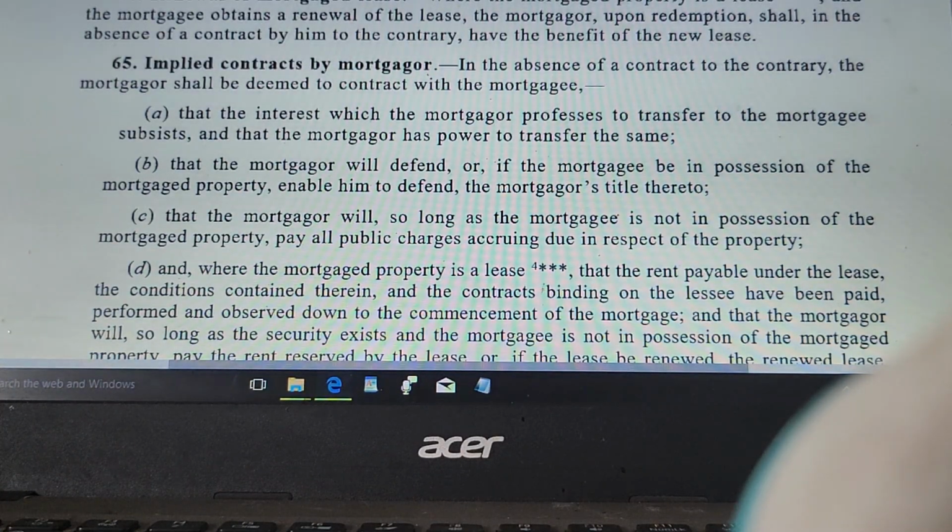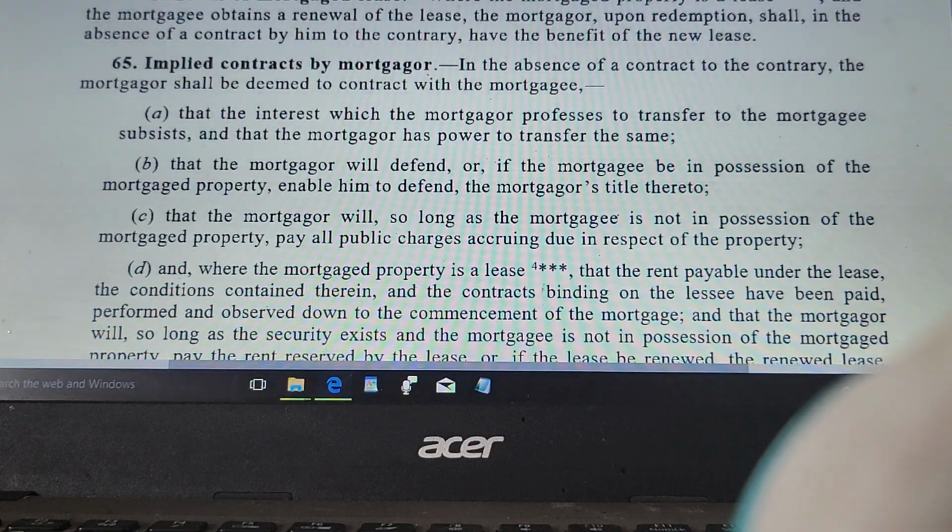65. Implied contracts by mortgagor. In the absence of a contract to the contrary, the mortgagor shall be deemed to contract with the mortgagee. A. That the interest which the mortgagor possesses to transfer to the mortgagee subsists, and that the mortgagor has power to transfer the same. B. That the mortgagor will defend, or if the mortgagee be in possession of the mortgage property, enable him to defend the mortgagor's title thereto.